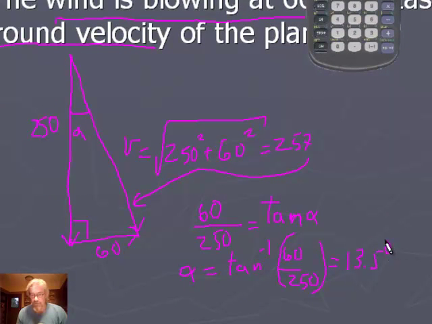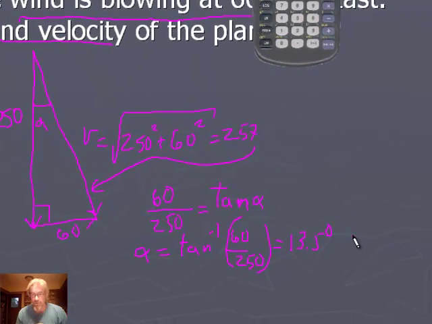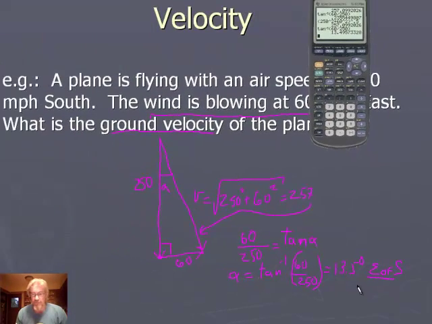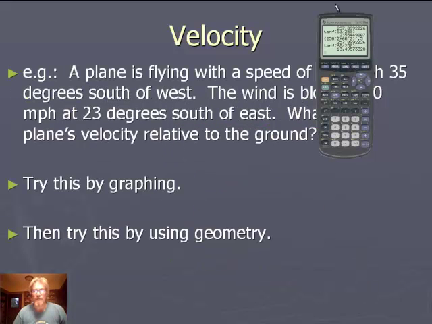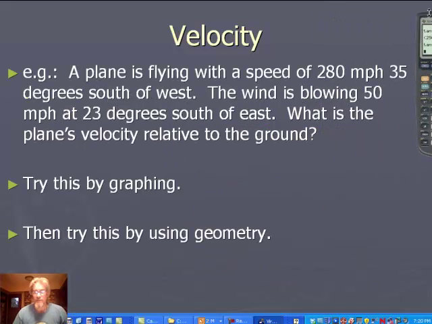And since we're going southeast here, or east of south, I can specify that on the compass. So there's my answer. Now, this is a problem that's a slightly more complicated one, because we're not going right on the compass directions. It says here a plane is flying with a speed of 280 miles per hour, 35 degrees south of west. The wind is blowing 50 miles an hour at 23 degrees south of east. What's the plane's velocity relative to the ground?